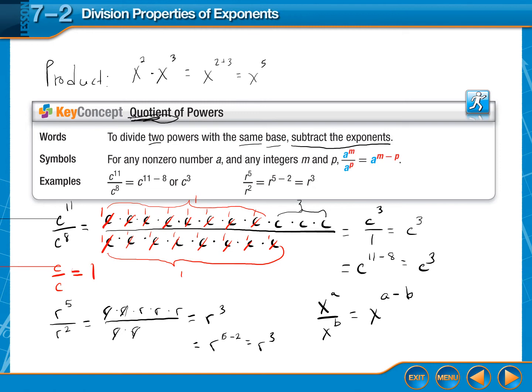And that's important. It has to go the numerator minus the denominator. So whatever's in the numerator, I have to subtract the numerator minus the denominator. Otherwise, it's going to change my value. Right?